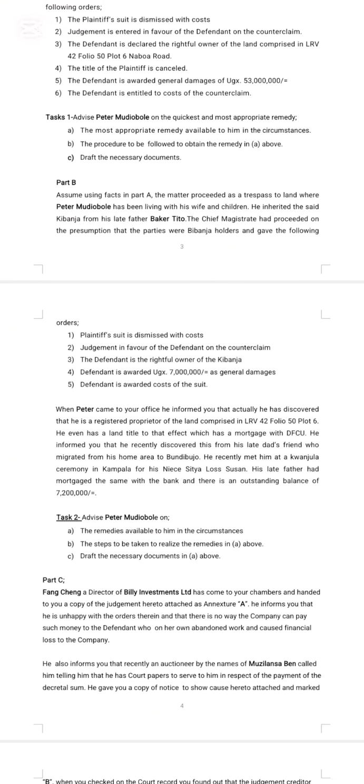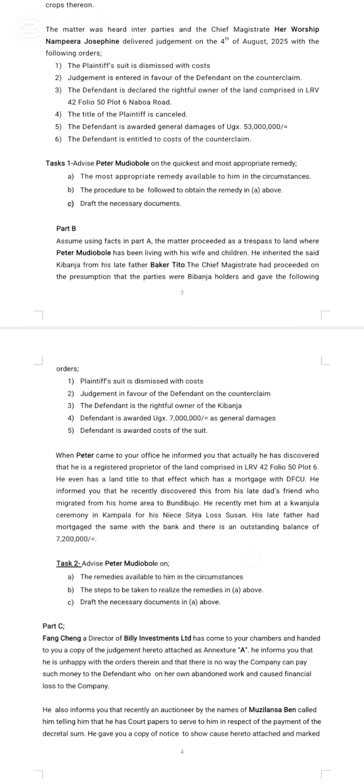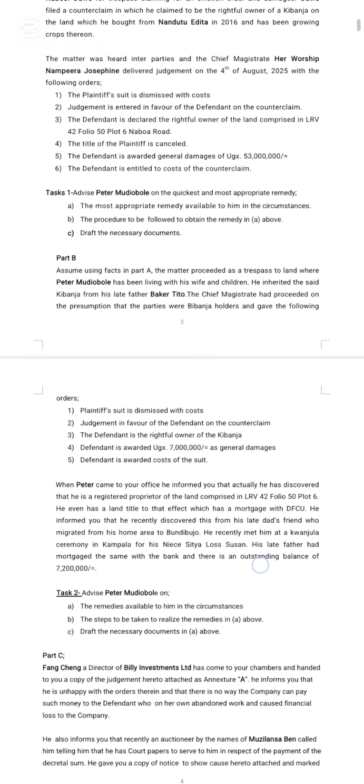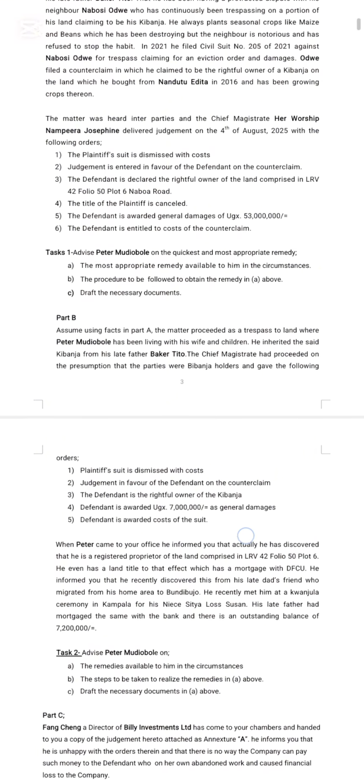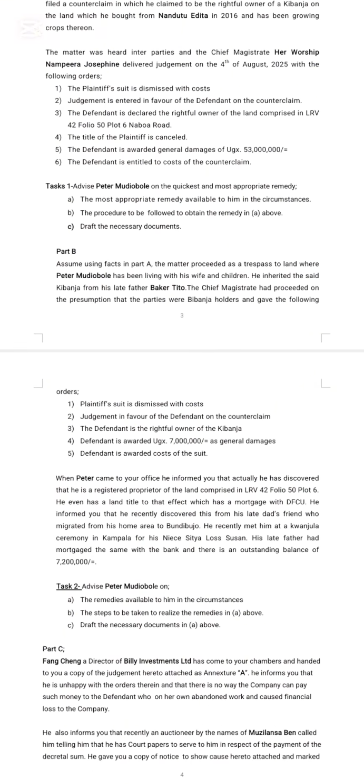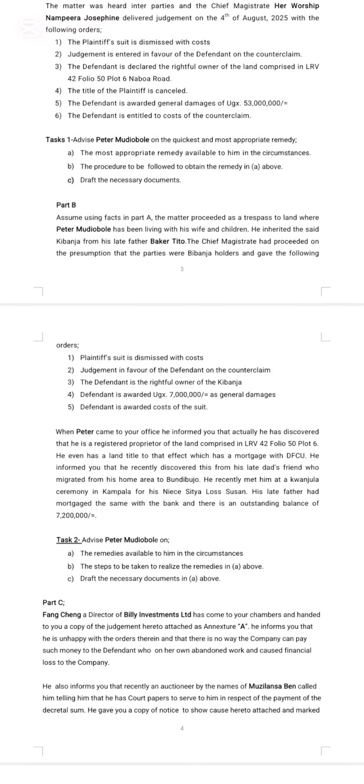Task 1 advised Peter Mudihobore on the quickest and most appropriate remedy available to him in the circumstances. So basically, how we would go for revision: you can see that the magistrate court awarded general damages of 53 million, and basically he doesn't have power to award them. So basically, how we would go for revision in the High Court.